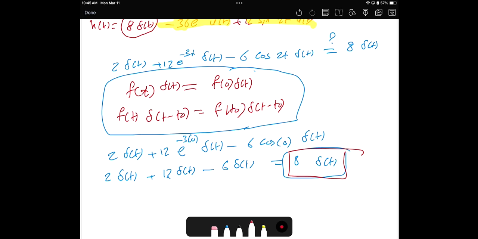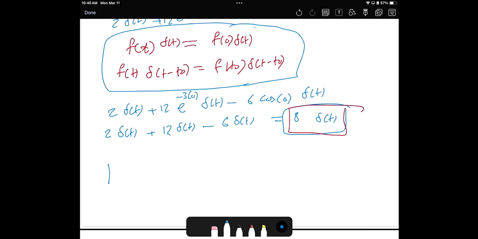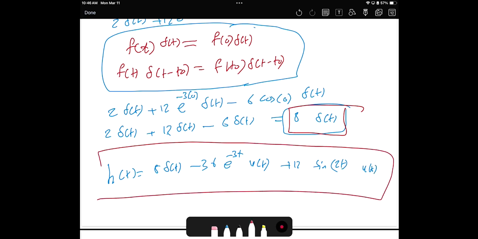Again, we know this before, but now we have some more practical challenges for it. So anyway, the overall result to find the impulse response is 8 delta of t minus 36 e power negative 3t u of t plus 12 sine 2t u of t. Then problem done. So again, this can be done in two ways. The first way, using the properties that we learned before. The second way, using the Laplace inverse, by finding the transfer function.